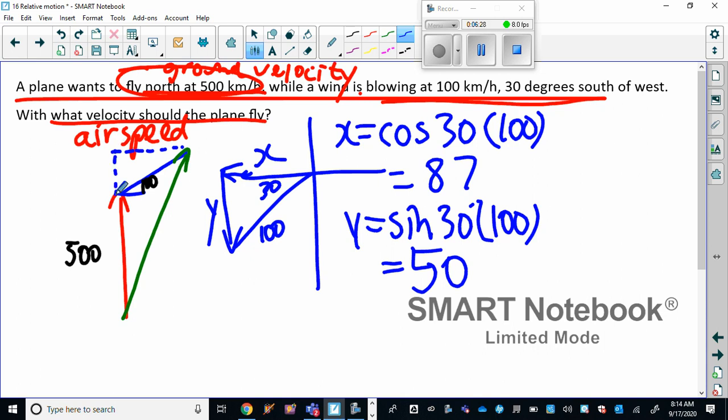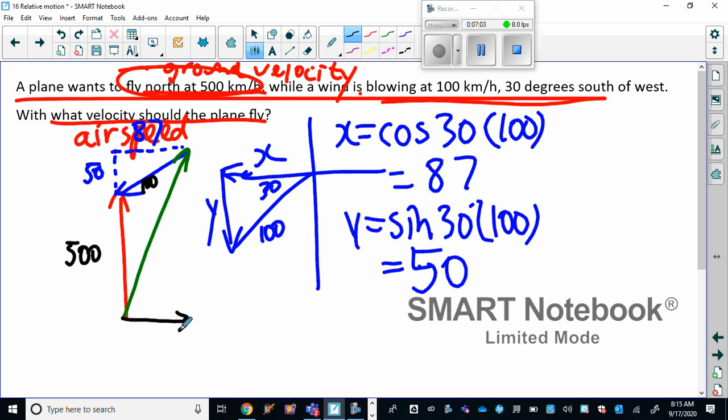Now, because I've drawn my diagram fairly well, it's actually a little shoddy, but you get the point. Because I've drawn it so that it's going to make a nice right angle triangle right there, I can see that my y component here is 50. My x component up here is 87. That's the key to this problem. If I've done that correctly so that I can visualize this, I can now see the x and y components of the green vector. The green vector is the one I'm trying to find by air speed.